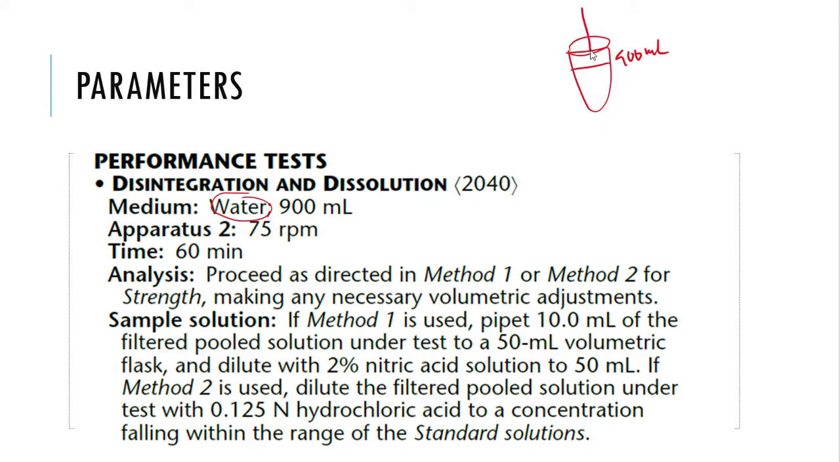Apparatus number two, we're going to be using a paddle here, all right? And that paddle is going to be lowered down into the vessel, and this paddle is going to be set to spin at 75 RPM. The time interval here is going to be 60 minutes for dissolution. And after 60 minutes, I will come with my syringe and I will suck that solution out of that vessel.